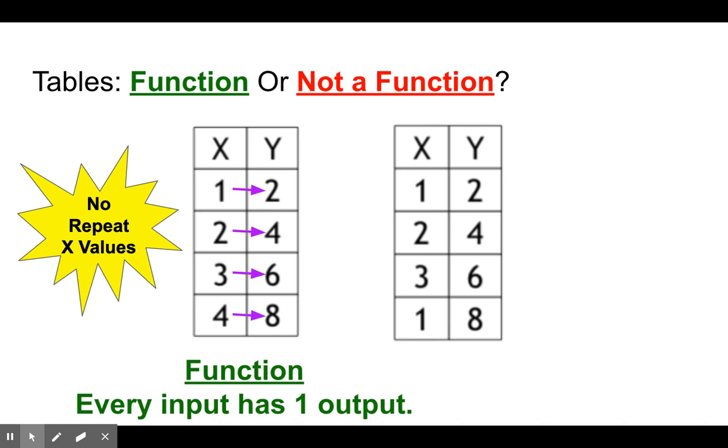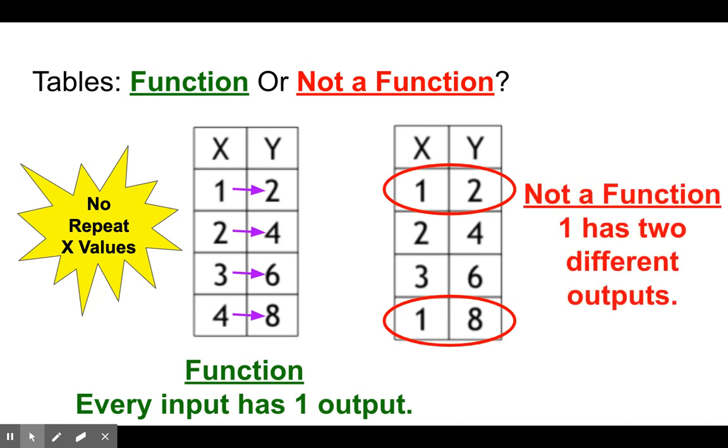If we look at the other table on the right side, we have an issue because 1 goes to 2, but 1 also gives us 8. So once again, 1 gives us 2, and 1 also gives us 8. That's a repeat x value. 1 can only give us one number. It can't give us 2 and 8 at the same time. So this is not a function. 1 has 2 different outputs. That's our reasoning.